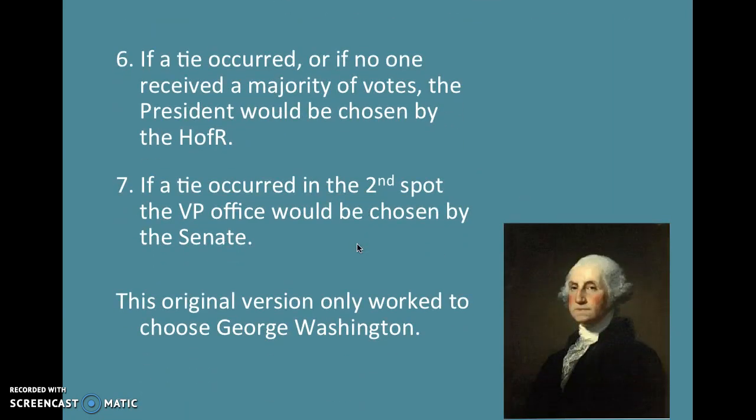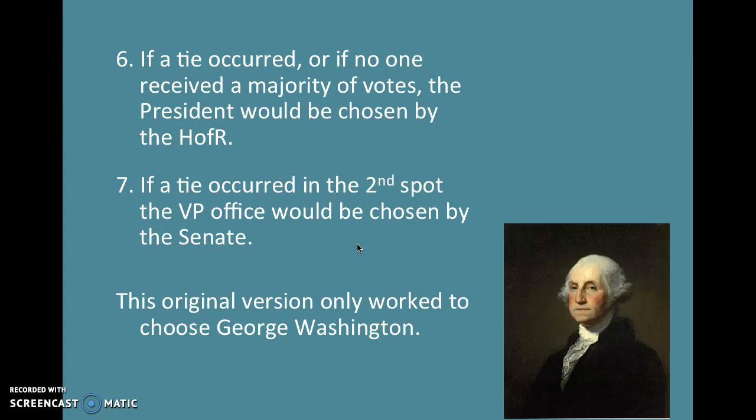If a tie occurs in the Electoral College, or if nobody receives a majority of votes, the president is then chosen by the House of Representatives. This is still true today. If nobody gets a majority of the votes, or if a tie occurs, then it's completely out of our hands as American citizens. The House of Representatives would vote, and they can vote however they want. They don't have to be swayed by public opinion.